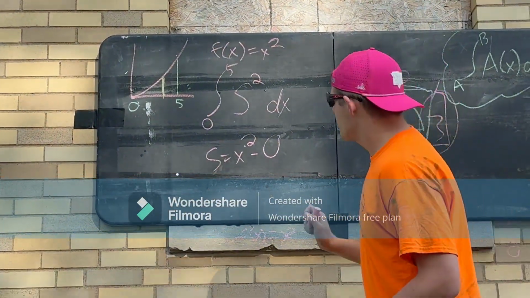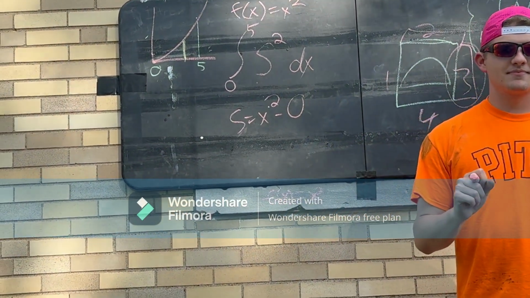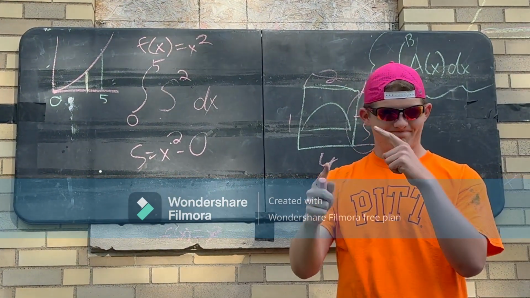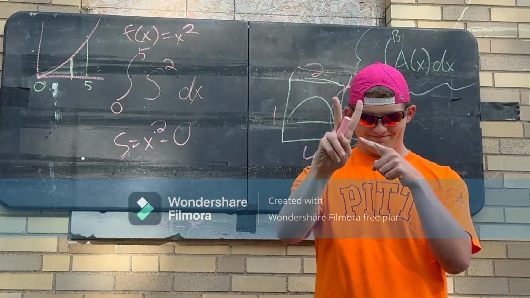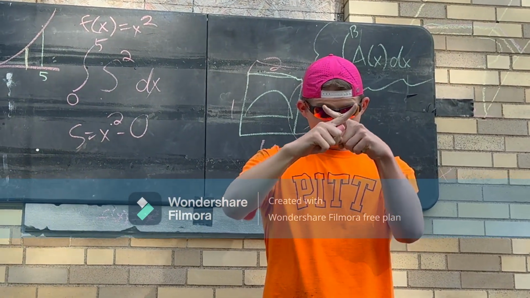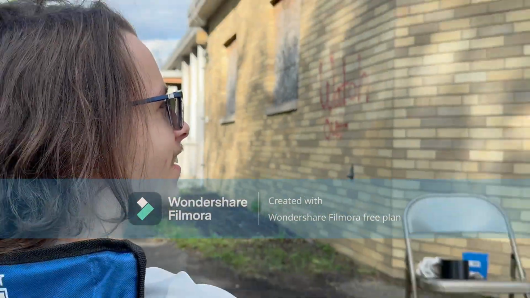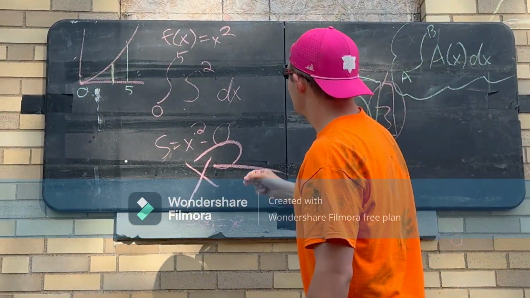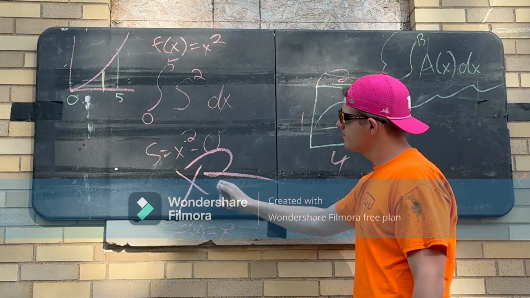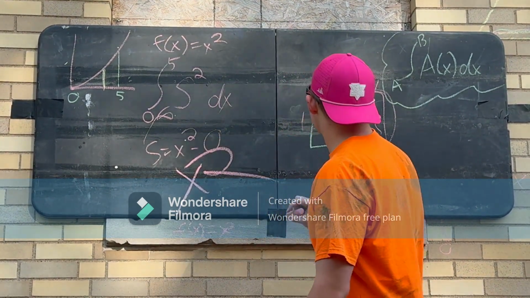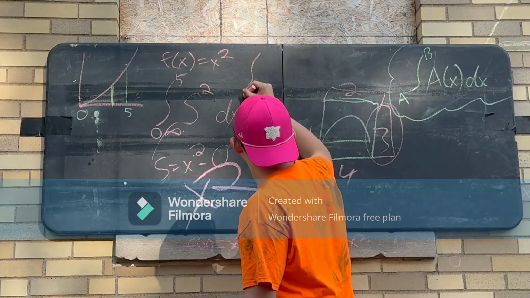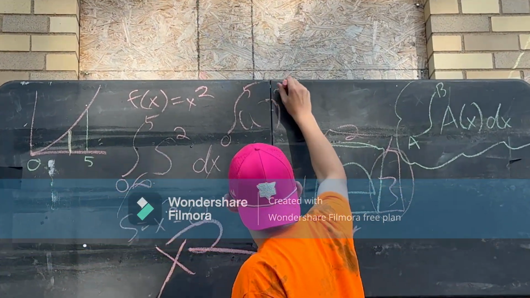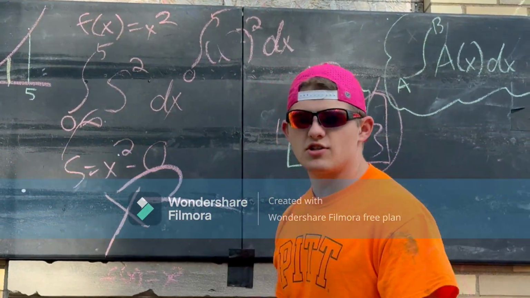So, Zach, this is a hard problem for you. What would this equal? 5 squared. 25. X squared, Zach. So, we're going to plug x squared in for s. So our final equation to solve this would be from 0 to 5, x squared dx. And that will get you our answer.